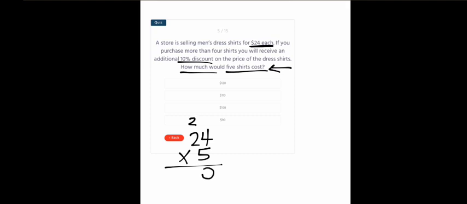So 5 times 4 is 20, carry the 2. 5 times 2 is 10, plus 2 is 12. So 5 shirts is $120. That is going to be my whole. Okay? I'm always going to put 100 down here.